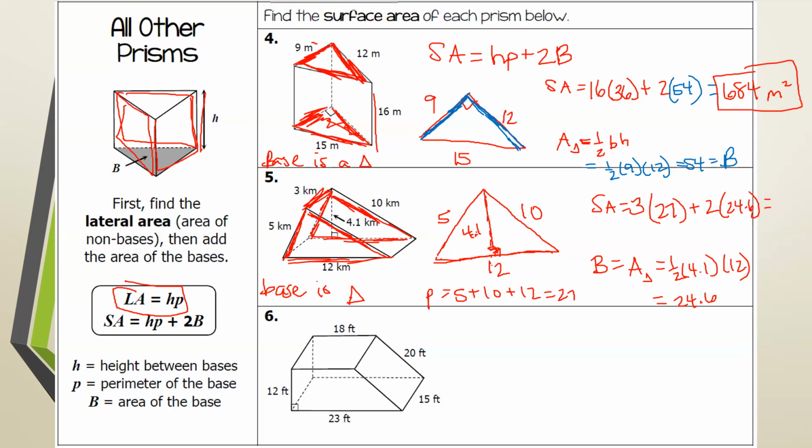So we type in our calculator, 3 times 27 plus 2 times 24.6, and our final answer is 130.2, and then your units are kilometers squared.